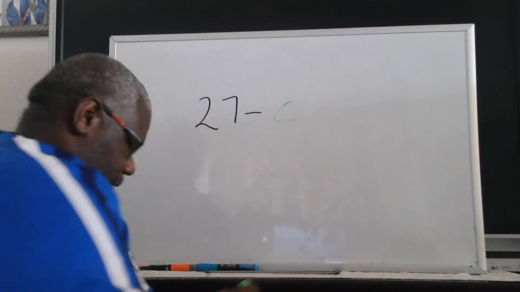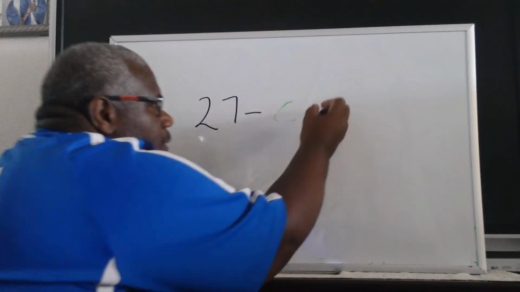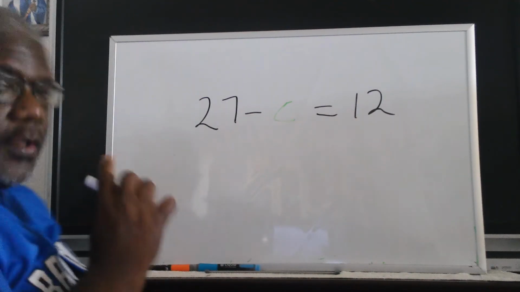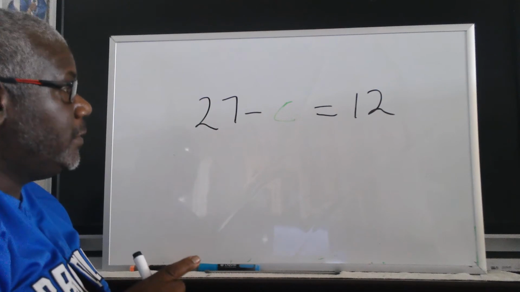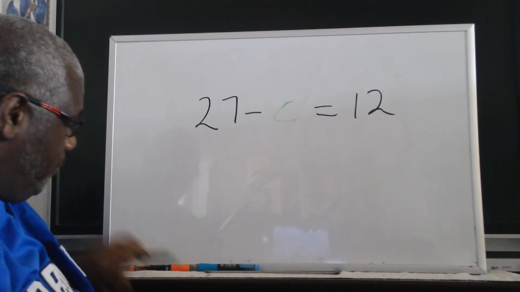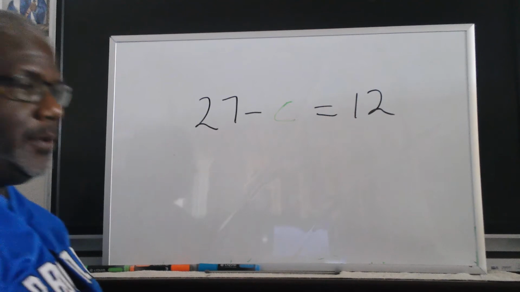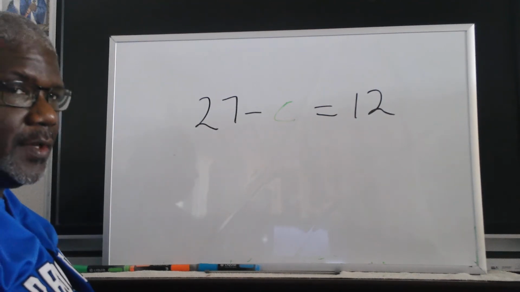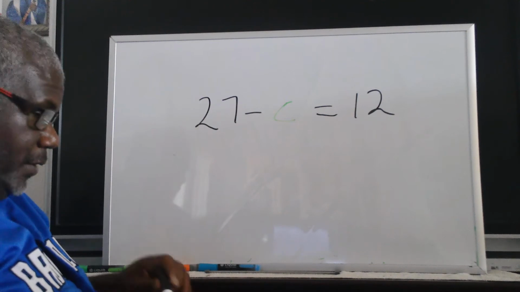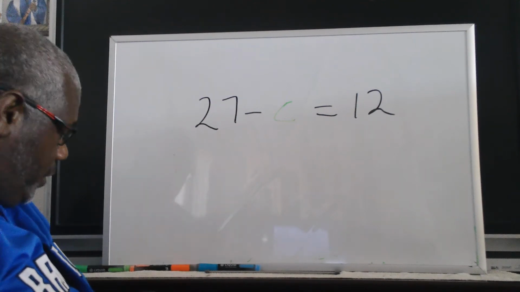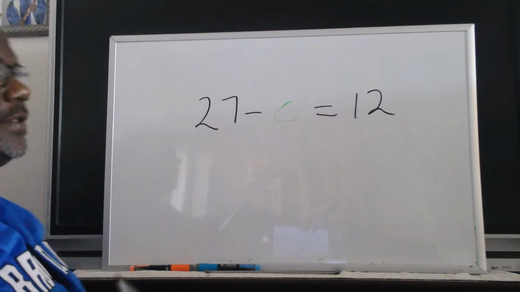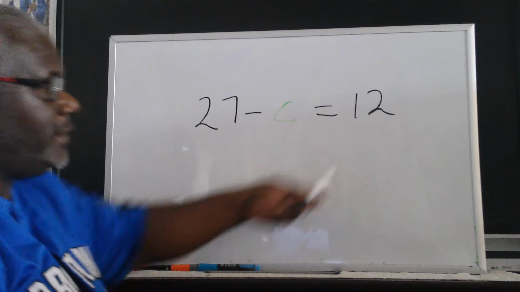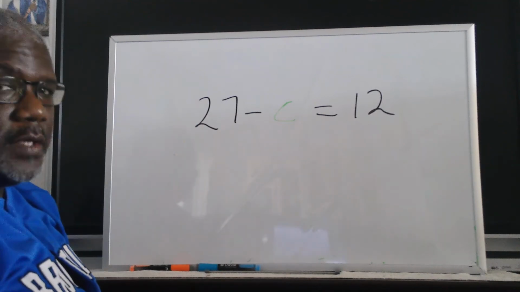That's the letter C. Now watch this. There are two ways of doing this. Because we're dealing with a subtraction problem, you're going to have to do two steps. Remember, two steps. Step number one is you always want to get the variable by itself. The easiest thing to do is to subtract 27 from each side, which is what I'm going to do first.